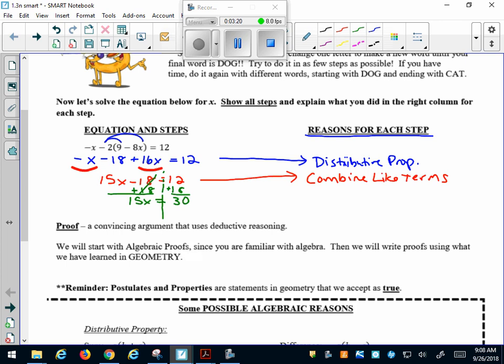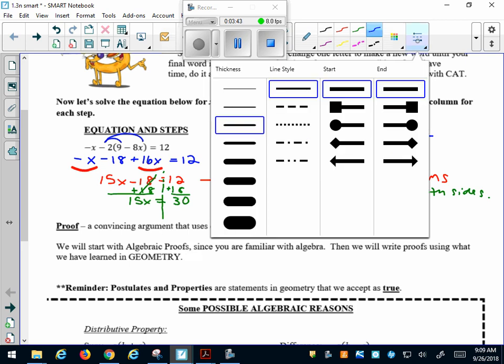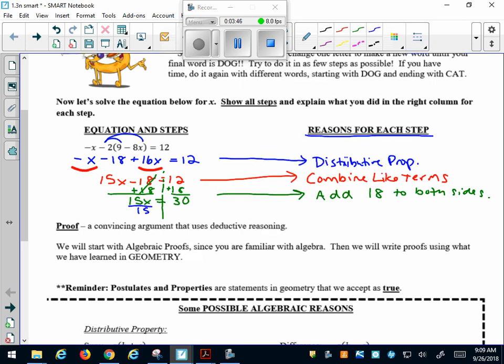So what did we do? Add 18 to both sides. Yep. And we're going to see that's called the addition property. Okay, the next thing we do, divide by 15 on both sides. And finally, we have x equals 2. And basically that was just division. We divided by 15 on both sides.